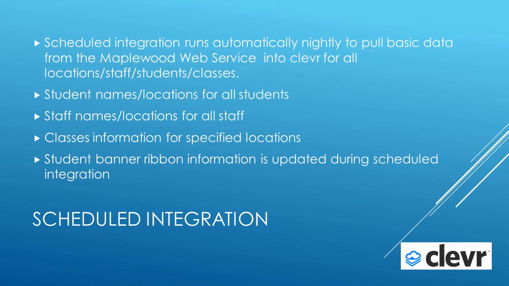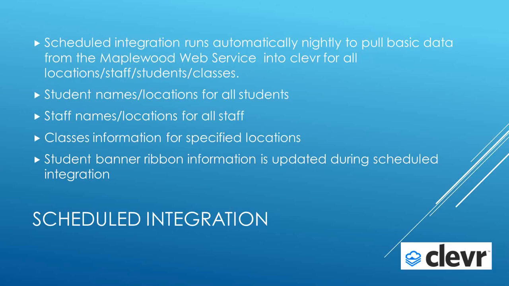The data that is pulled into clevr during the scheduled integration includes, for locations, its name and address. For staff, its name, employee number, teacher code, birth date, and email address. Staff must have a first name, last name, staff code, and birth date recorded in Maplewood to be reliably pulled into the clevr database. For students, we pull name, student number, provincial number, birth date, email address, and grade level.